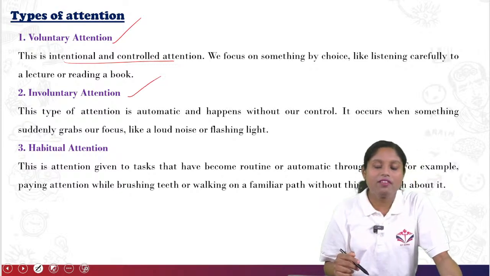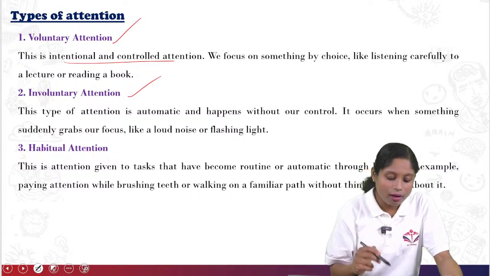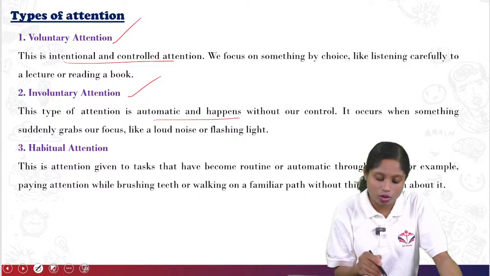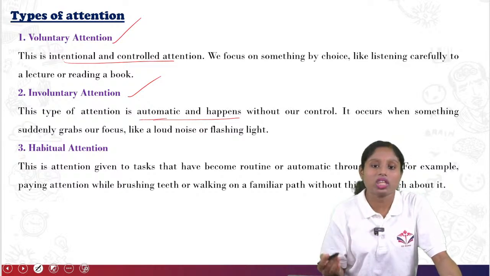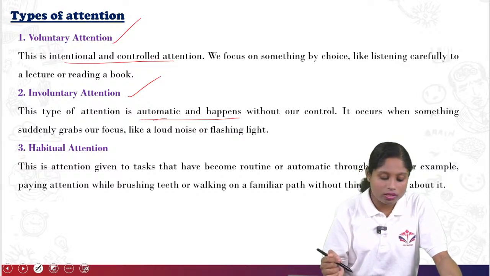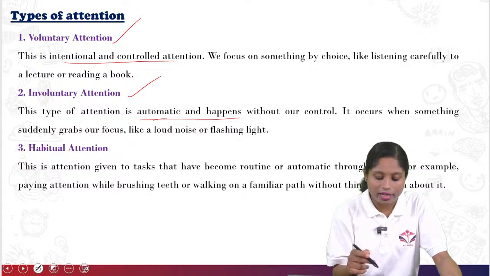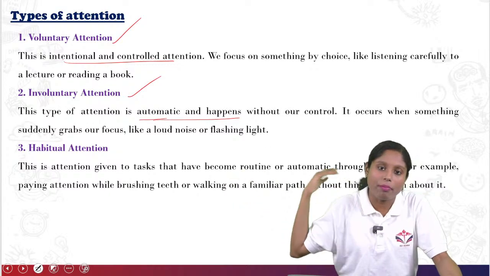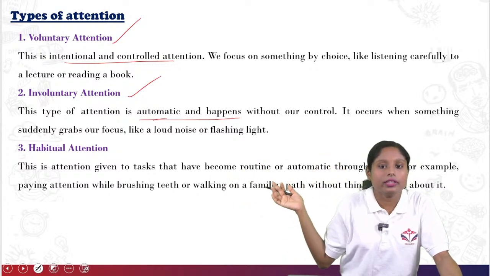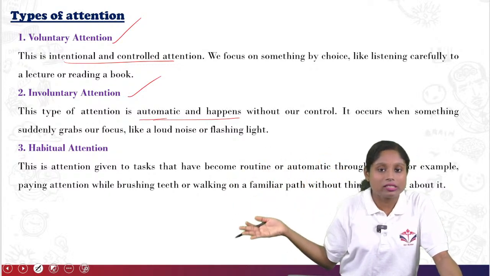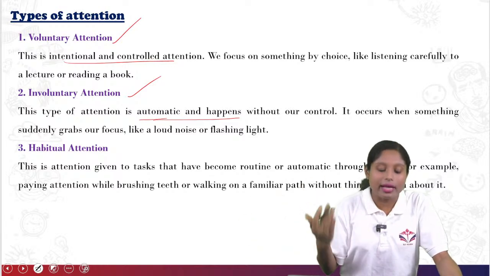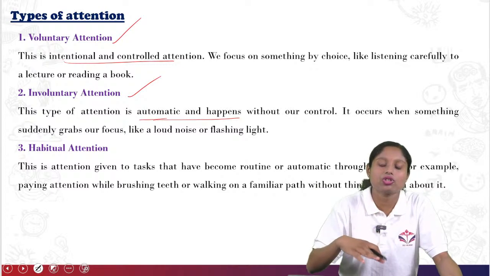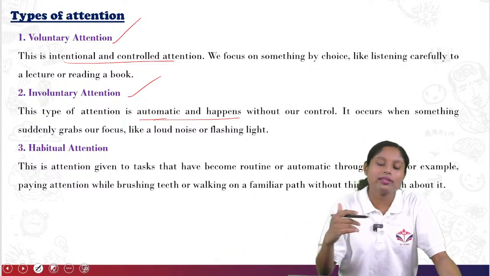Next one is involuntary attention. This type of attention is automatic and happens without control. It occurs when something suddenly grabs our focus, like a loud noise or flashing light. Suddenly a loud noise is playing in your background, so suddenly you will turn to that side and listen to that. That is what is called involuntary attention. Here it is not controlled, and unintentionally you will listen to that. So that is the example.